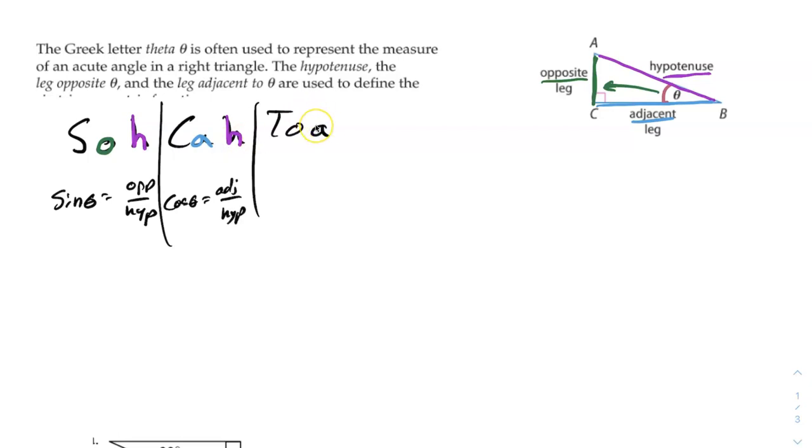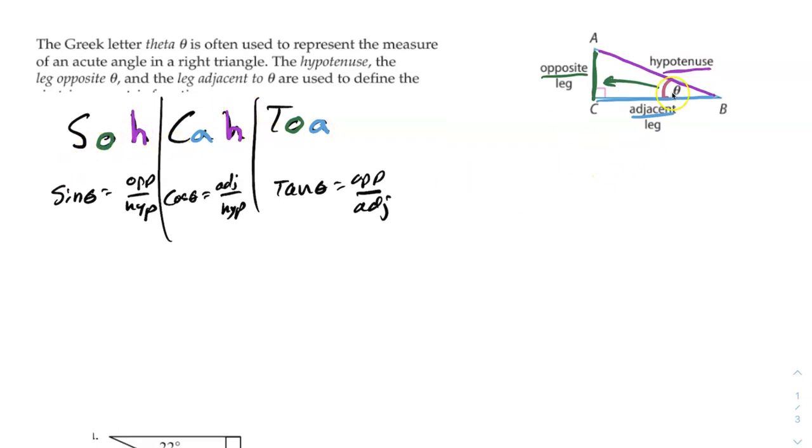And then T is for tan. That's TOA: tan is opposite over adjacent. And that's SOHCAHTOA. It's just a mnemonic device to help you memorize which one goes with which.